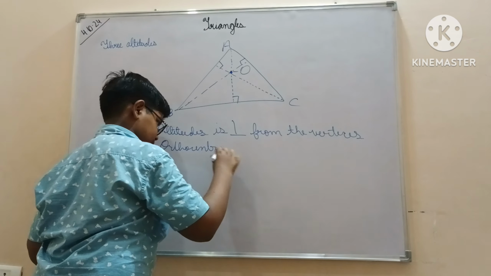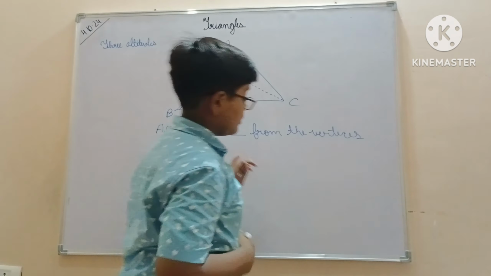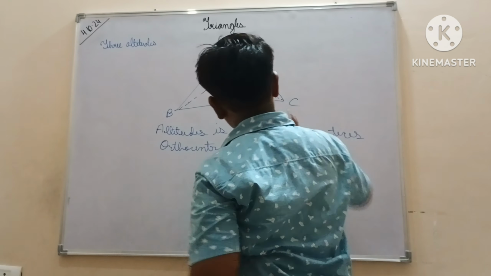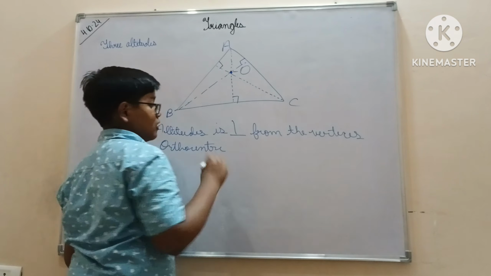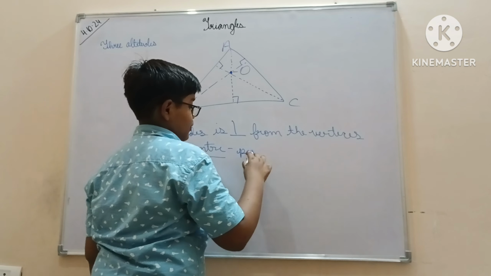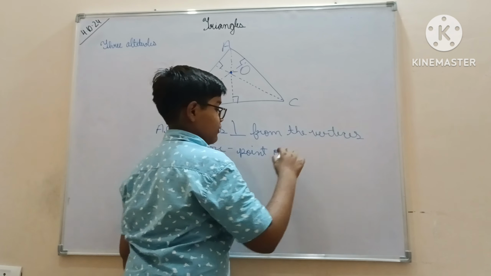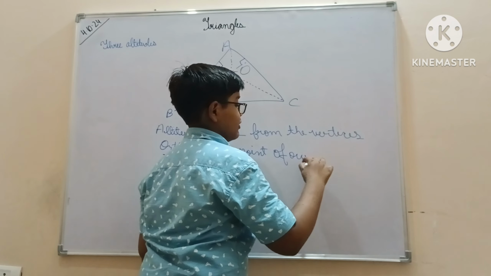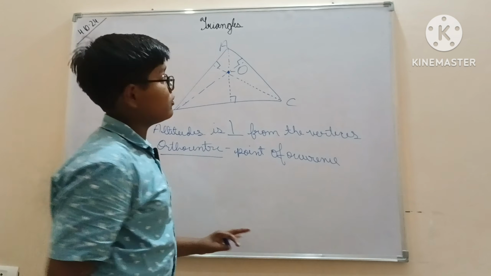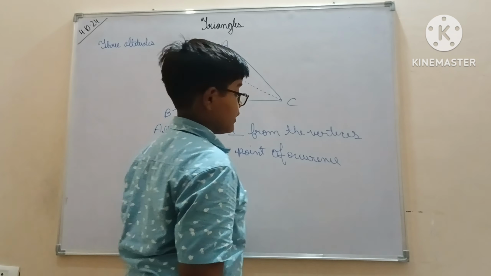Orthocenter. The point which is the point of occurrence of all three altitudes is called the orthocenter. Orthocenter, the point where all these altitudes meet, is called the point of occurrence.